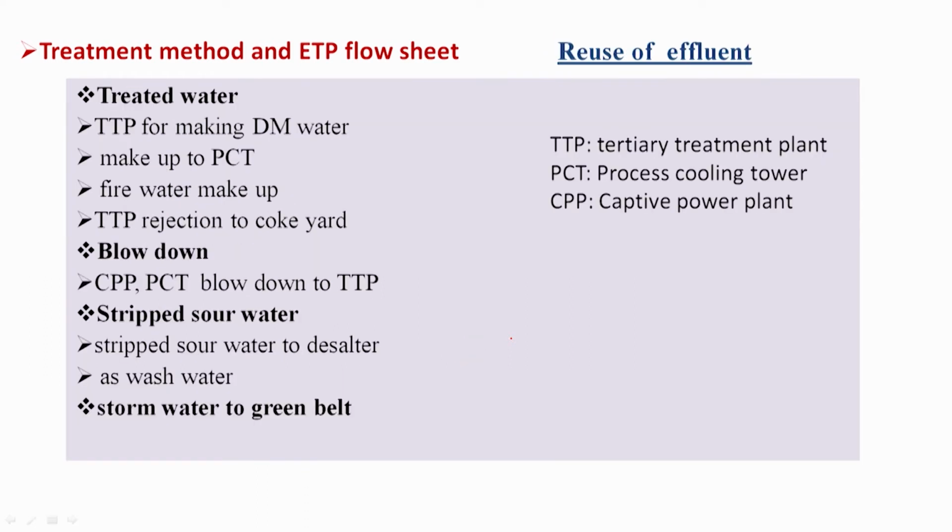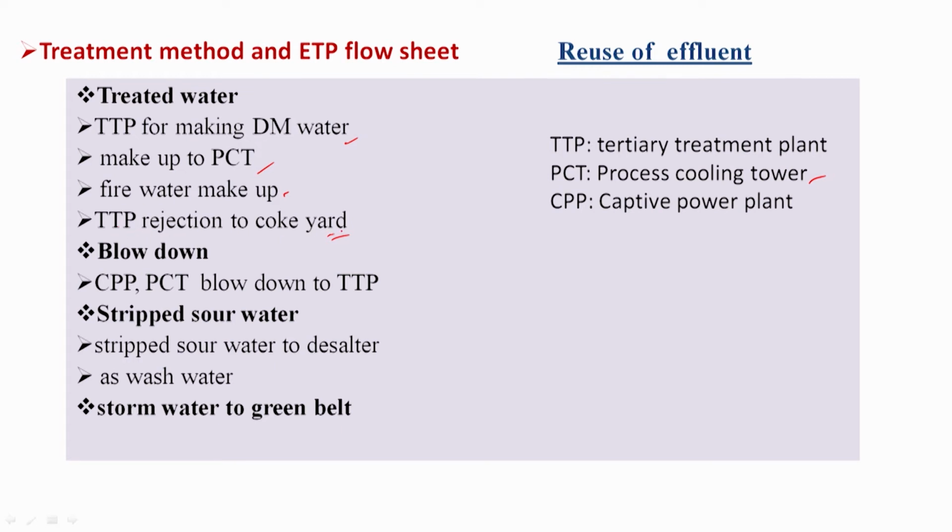Then here we will see how the treated water can be reused. So, TTP, that is the tertiary treatment plant, for making DM water. This water, after going through the tertiary treatment plant, will be sent to the DM water plant, and then makeup to the PCT, that is the process cooling tower, or fire water makeup, or TTP rejection to the coke yard. After TTP we will get the concentrate, that is the RO reject.